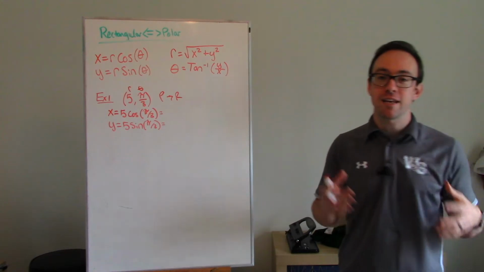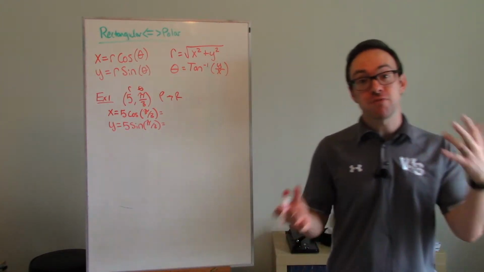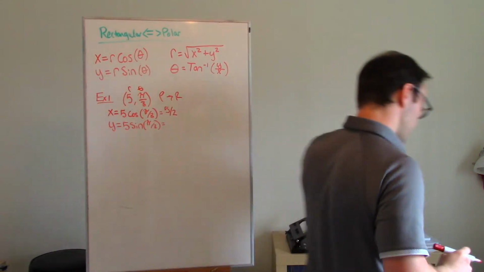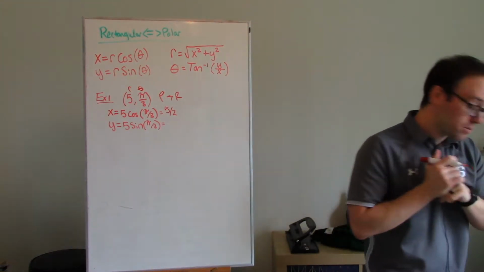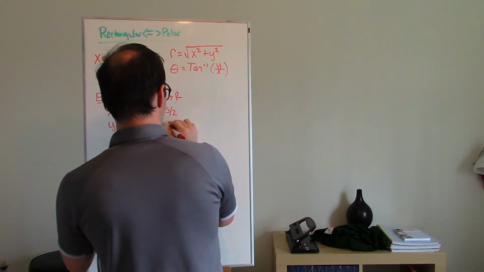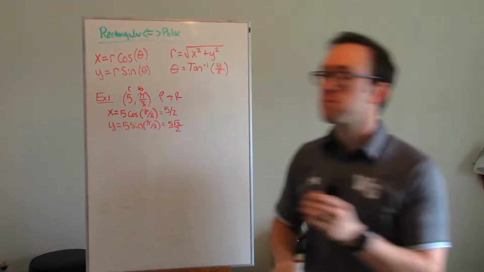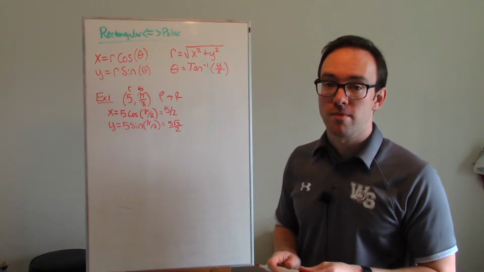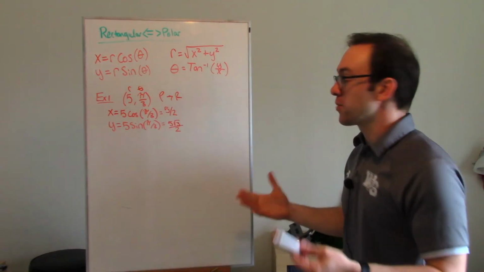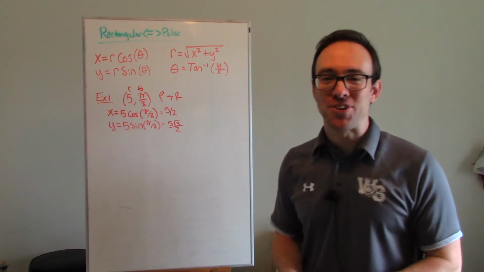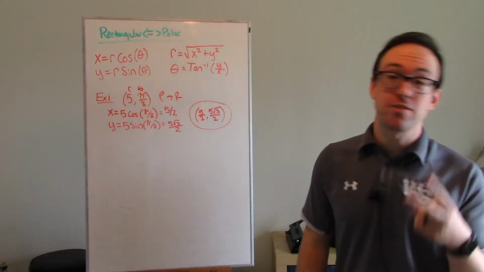For the top one and the bottom one, the x value is going to be 5 over 2 or 2.5. And then the y value is going to be 5 square root of 3 over 2. The reason why it's square root of 3 over 2 is if you look at the sine of pi radians over 3 on a unit circle, you'll see why we're using the square root of 3. And that's your answer.